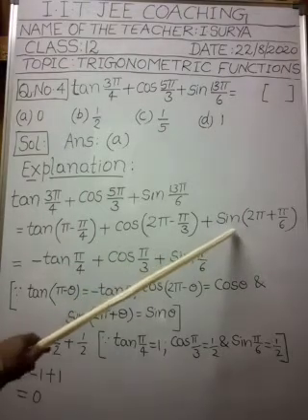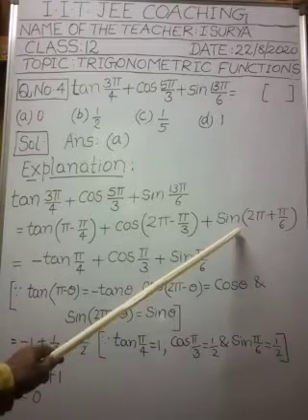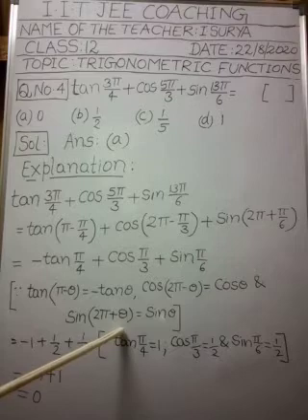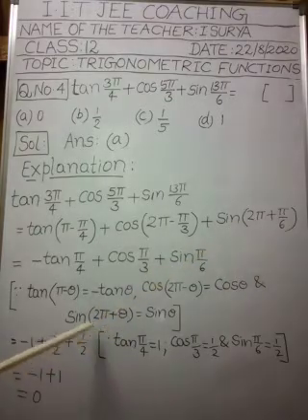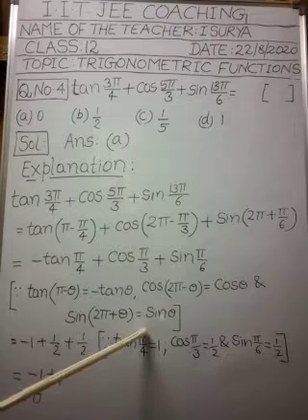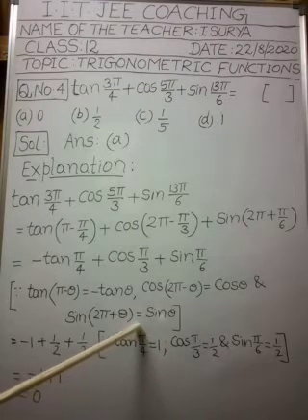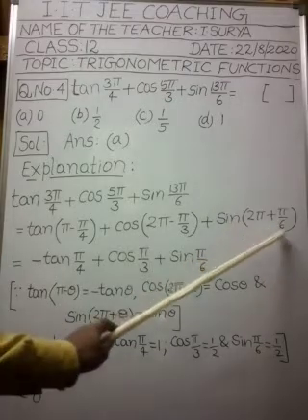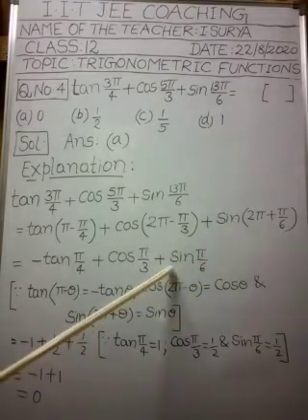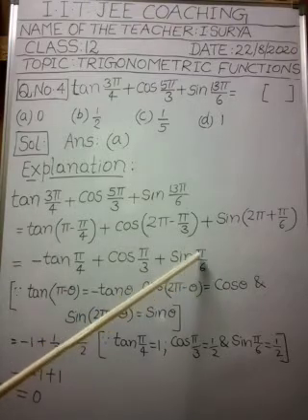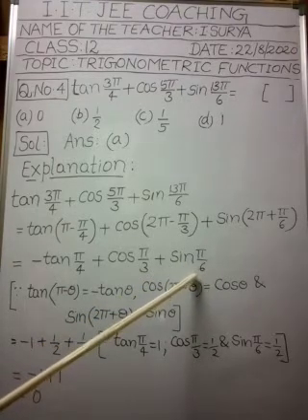Right. Now come to the third term. Now third term is in the form of sin of 2 pi plus theta. What is the formula? Sin theta only. We are using this formula for the third term. Theta means here pi by 6. So we wrote third term as sin pi by 6. Understood this third term, my dear children?